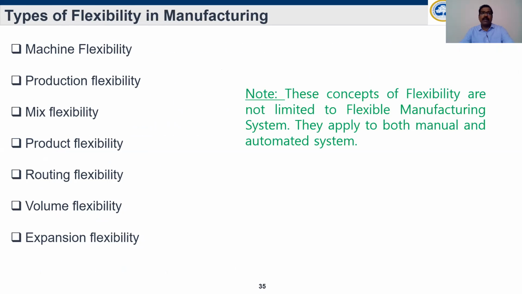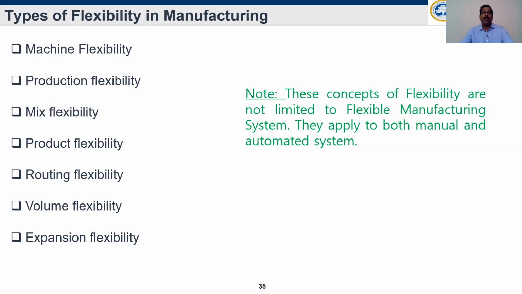But now we are discussing types of flexibility. Previously we discussed the level of flexibility, which means random FMS and dedicated FMS. But here it is types of flexibility in manufacturing. This concept is not only for a flexible manufacturing system; it can generally be used for both manual and automated systems. So what are the types of flexibility? Machine flexibility, production flexibility, mix flexibility, product flexibility, routing flexibility, volume flexibility, and expansion flexibility.